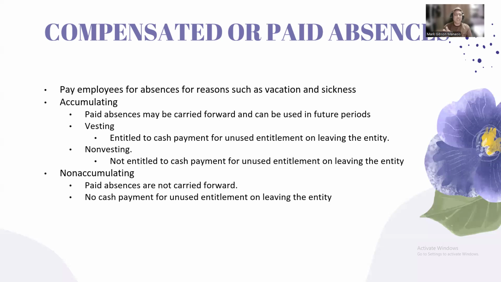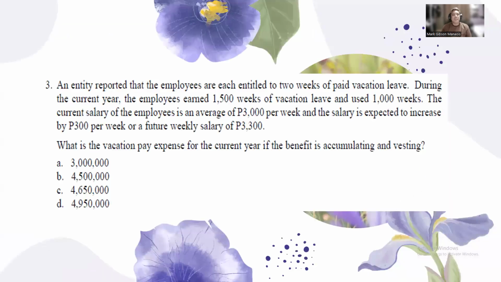So, to avoid confusion, let's discuss this by way of another problem. What is the vacation pay expense for the current year? The benefit is accumulating and vesting. An entity reported that the employees are each entitled to 2 weeks of paid vacation leave. During the current year, the employees earned 1,500 weeks of vacation leave and used 1,000 weeks. The current salary of the employees is an average of 3,000 per week, and the salary is expected to increase by 300 pesos per week, for a future weekly salary of 3,300.